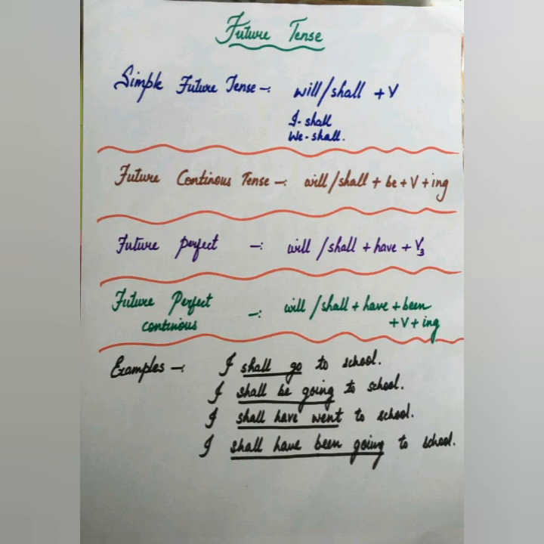Now let us have a look at the examples given below. I shall go to school. I shall be going to school. Whenever you add ing in the future tense, you are supposed to add be with it. That's the compulsion rule. Next you have I shall have gone to school, with three forms of the verb: go, went, gone. Next you have I shall have been going to school.